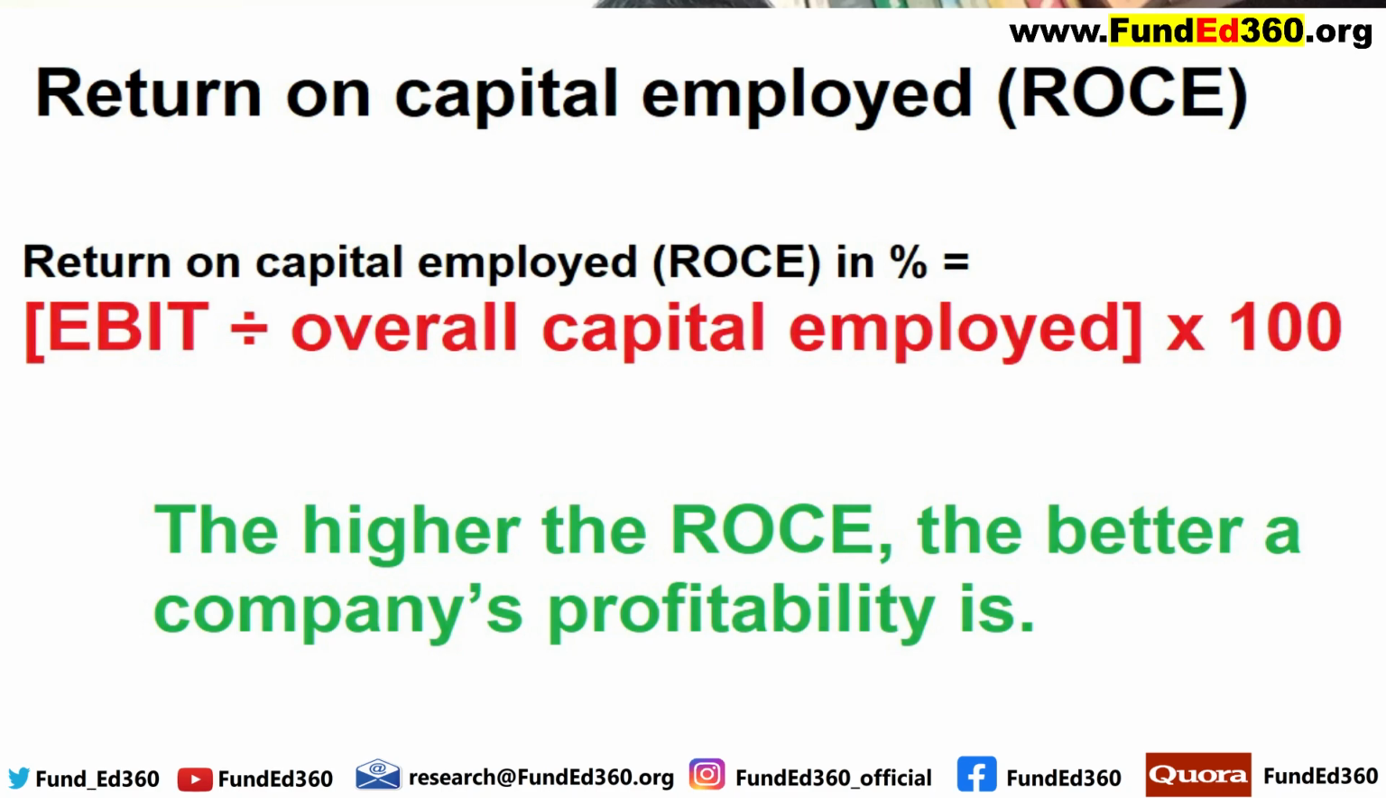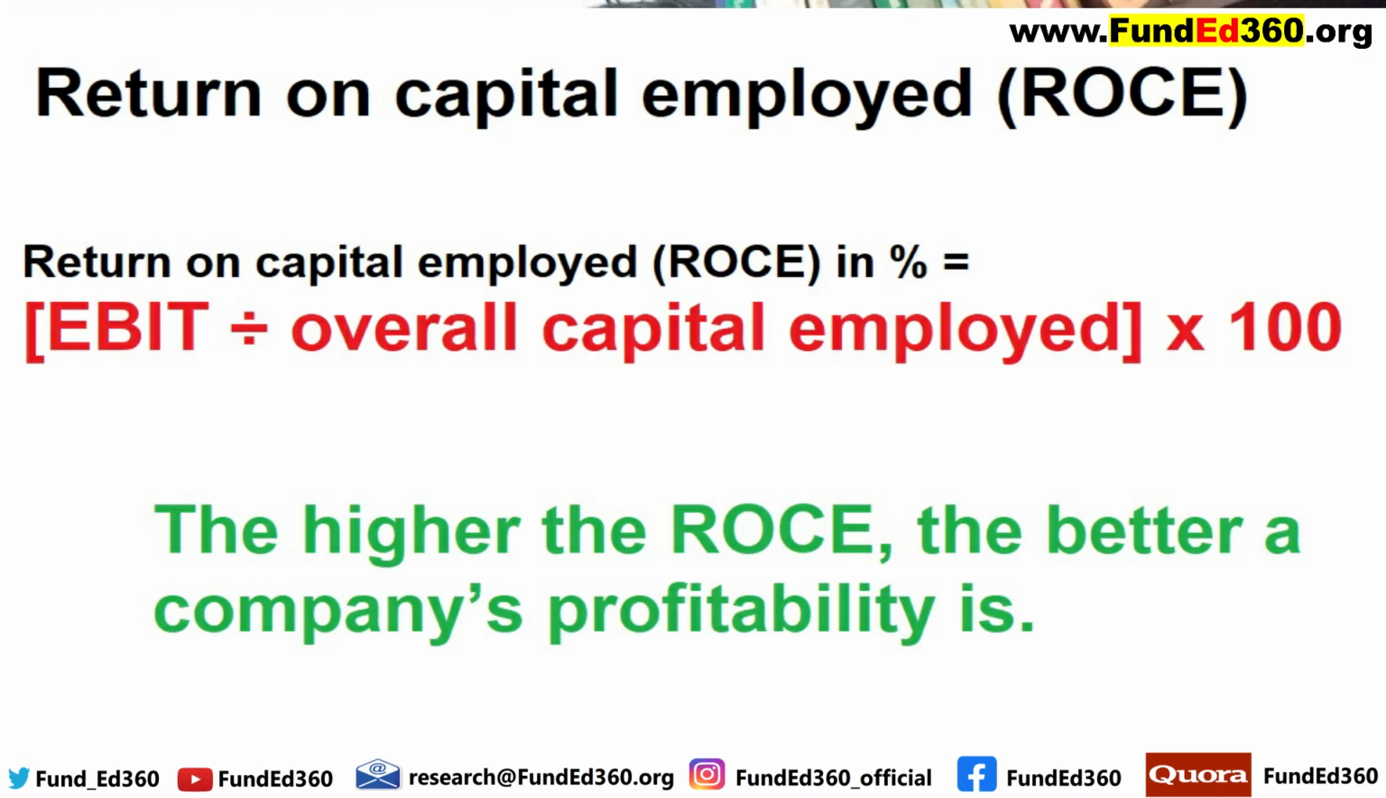The fourth ratio is return on capital employed, ROCE. This is a very popular profitability ratio generally used by all the long-term investors. This determines the company's profitability with respect to the overall capital employed by it. Unlike ROE, where only shareholders' funds are included, ROCE also takes into consideration a company's debt obligation. Hence, the higher the ROCE, the better the company's profitability. This ratio is also expressed in terms of percentages.